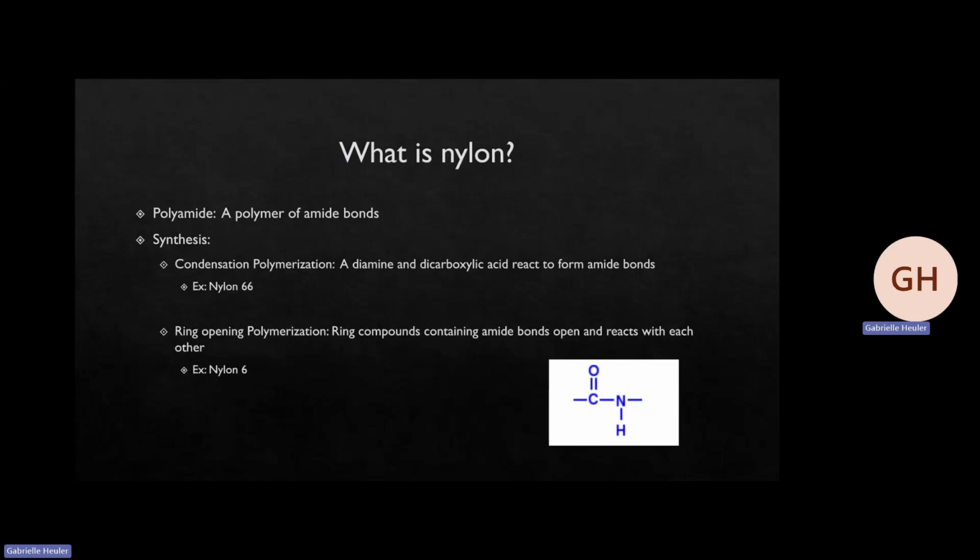The monomers of nylon form amide bonds, so it is specifically a polyamide. This right here is a representation of an amide bond. As you can see, the carbon is from a carbonyl group, and it's bonded to a nitrogen from an amine group. There are two ways nylon can be synthesized.